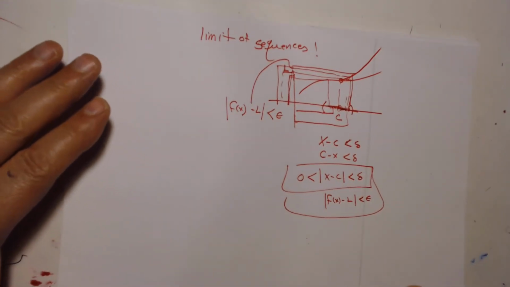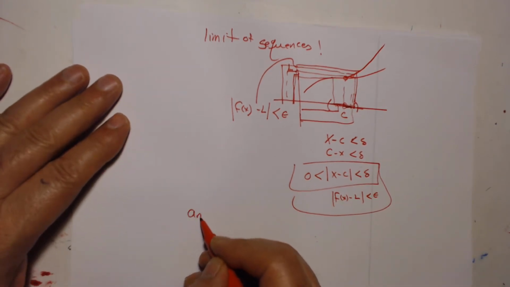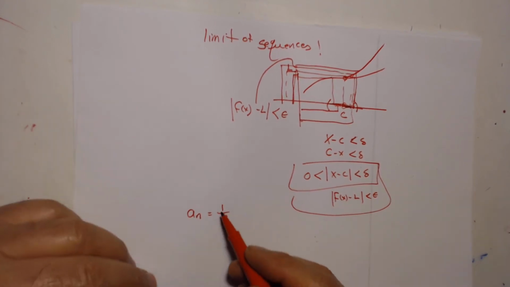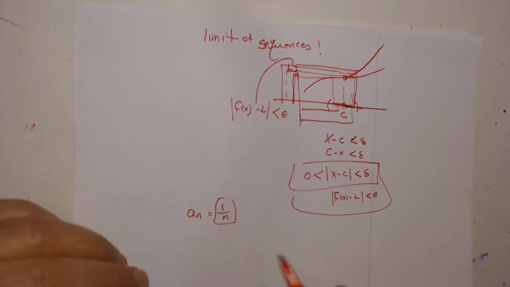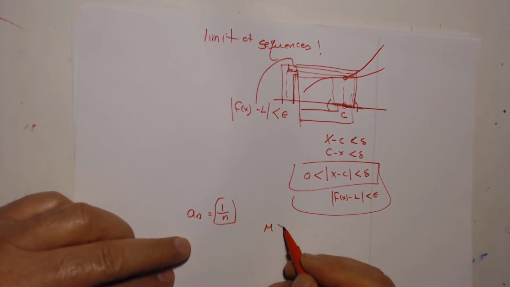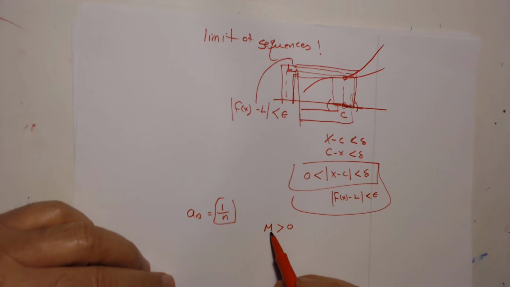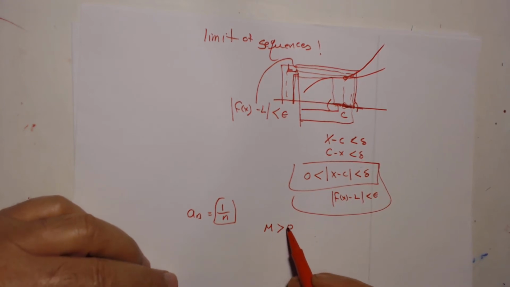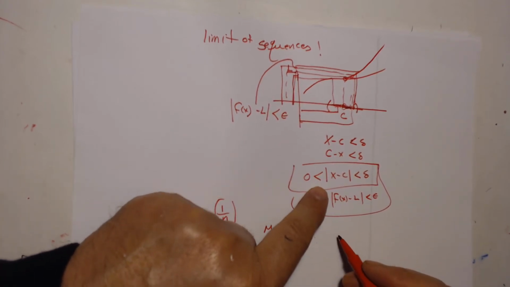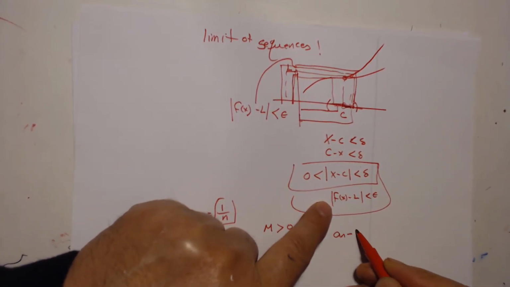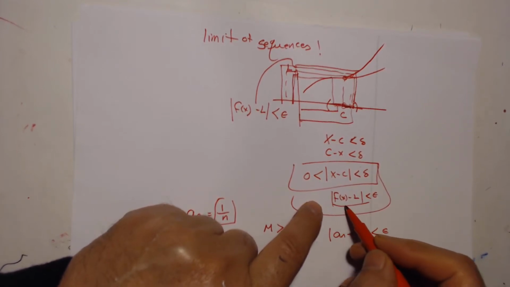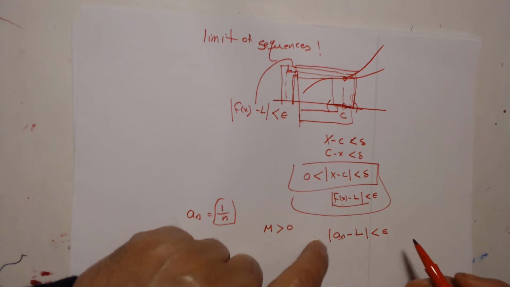When you talk about a sequence, a sub n equal to some sequence, I don't know what it is, I just made an example in explicit form. You must have a number such as M. That number must be a positive number. That M could be a million, could be a trillion, could be whatever that number is. And a sub n minus L must be less than epsilon. Therefore, instead of f of x, you get a sub n minus L.